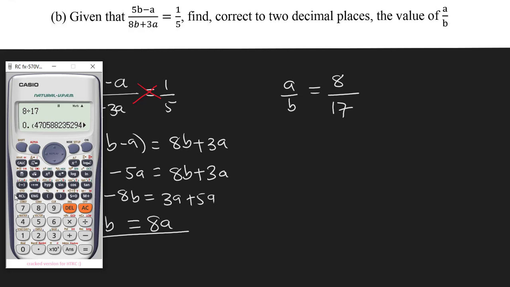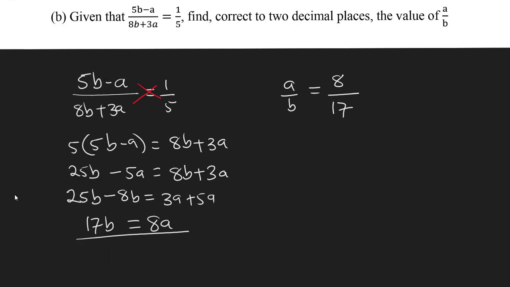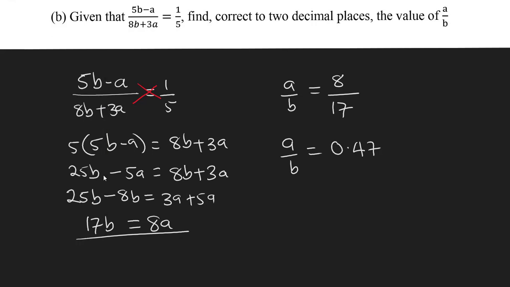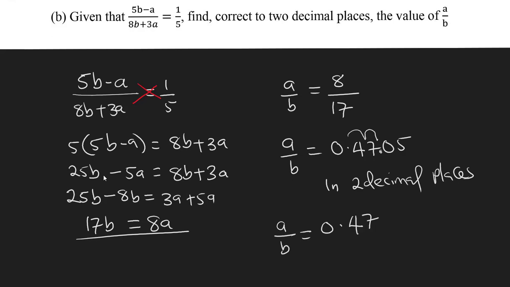8 divided by 17 is 0.4705. Remember that our answer should be in two decimal places. So a over b is equals to 0.4705. In two decimal places, we count, moving the point two places, 1, 2, and we stop here. So in two decimal places, a over b will be equals to 0.47. This is the value of a over b in two decimal places.